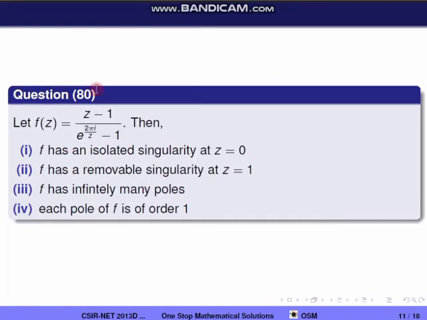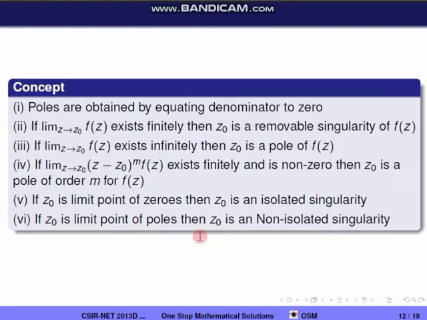Next question, question 80. Let f of z is equal to z minus 1 divided by e power 2 pi i by z minus 1, then. So they have given a function f here. We have to check which of the options is true. So we will look into the concepts used.